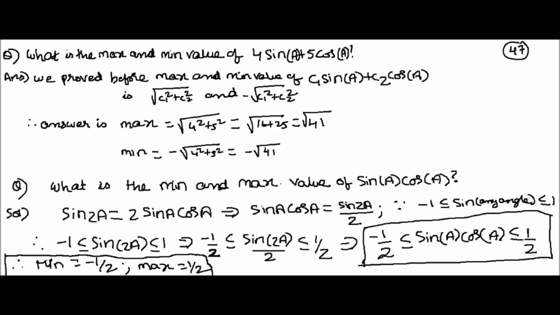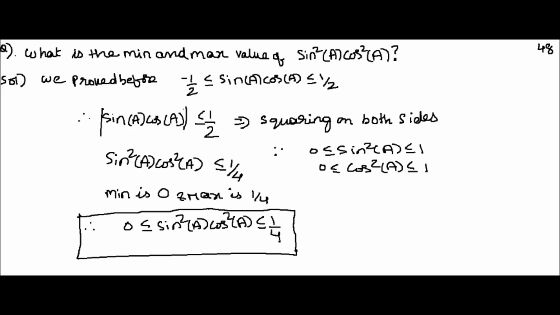Since the question is about sin a cos a, we know sin 2a is 2 sin a cos a. So sin a cos a is nothing but sin 2a by 2. But again, sine of an angle is between minus 1 to 1. So sine of angle divided by 2 is between minus half to plus half. So the minimum value is minus half, the maximum value is plus half.